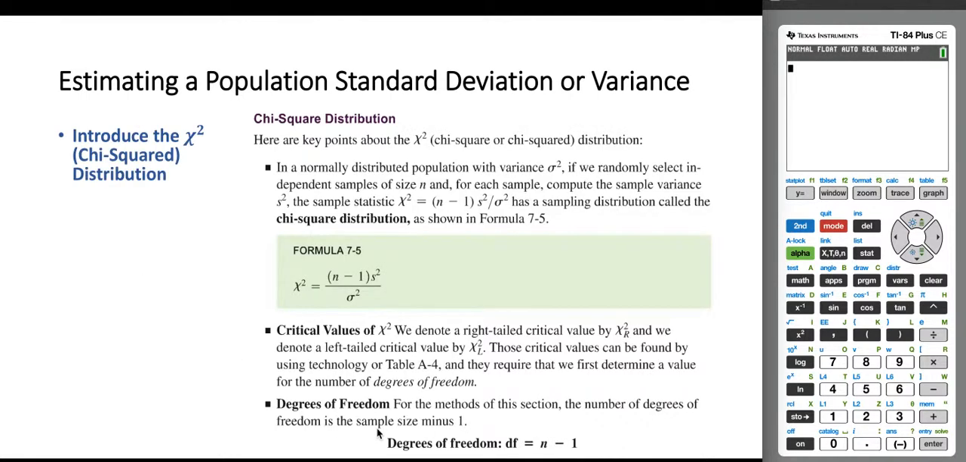So here is an explanation of the chi-squared distribution. I got this from your book, and you can read through this. Feel free to pause this video and read through this screen. But I just want to highlight a couple key points from here.